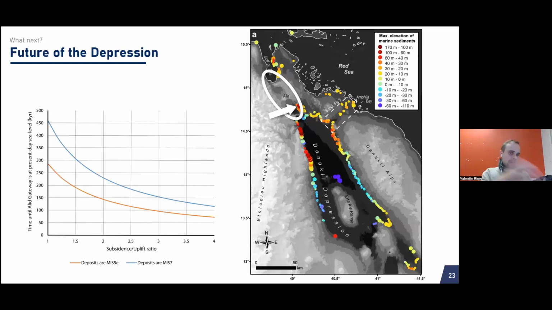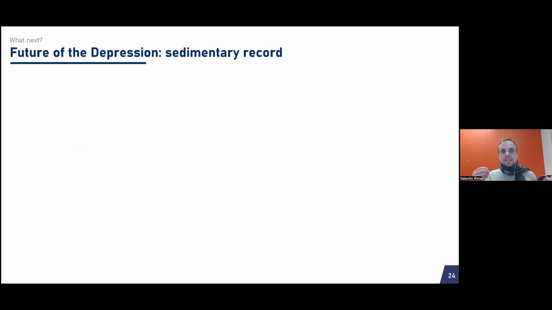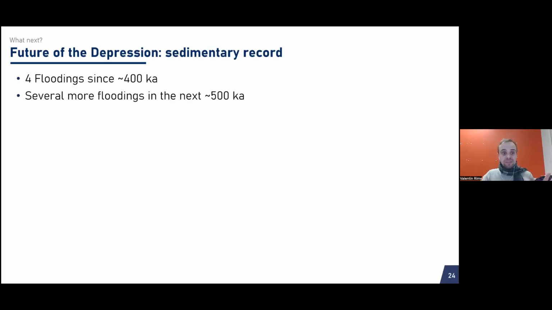And from studies in the Gulf of Corinth, for example, you know that the subsidence to uplift ratio is approximately between 1.1 and 3.5. And so that would give you an age until this gateway reached present-day sea level, and that's assuming that sea level remains in the same ballpark as during the Quaternary, between 80 and 420,000 years. And that has interesting implications for the sedimentary record, because if you think we already had 4 floodings since 400,000 years, we now forecast several more floodings in the next 500,000 years.